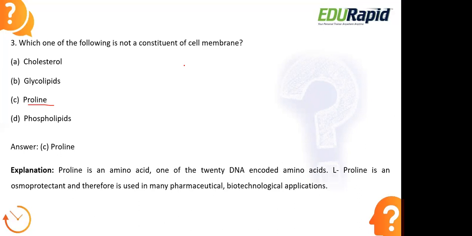But apart from that, cholesterol, glycolipids, phospholipids, all these are present there in our cell membrane, because basically it is made out of lipids as well as proteins. Okay, our cell membrane is made out of lipids and proteins. Here glycolipids, phospholipids, cholesterol, which is nothing but a sterol. It is one of the sterols. Okay, sterol. So, which is a constituent of our cell membrane. But there is no presence of proline in our cell membrane.